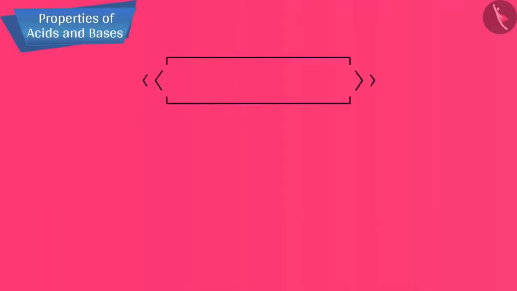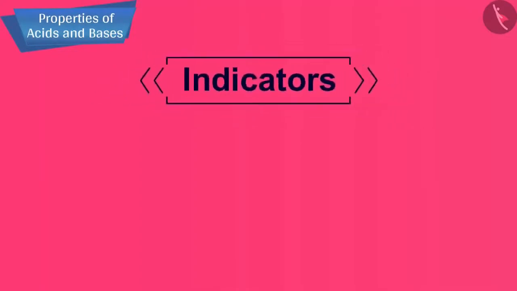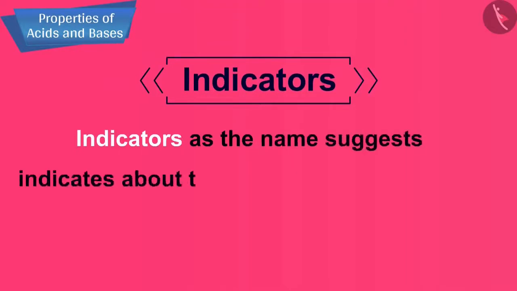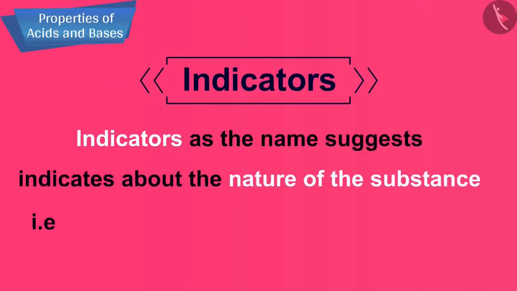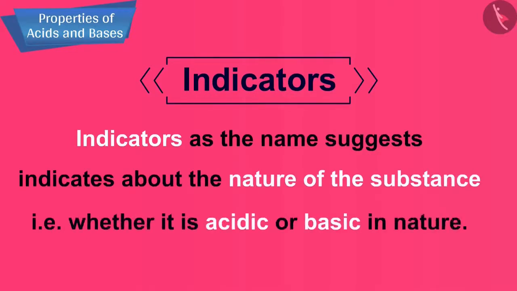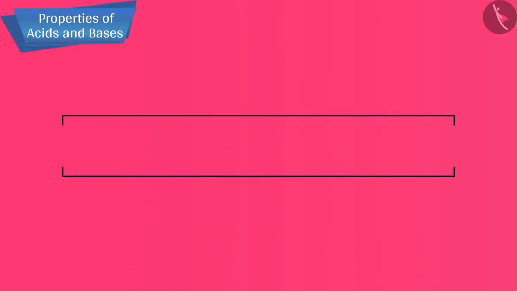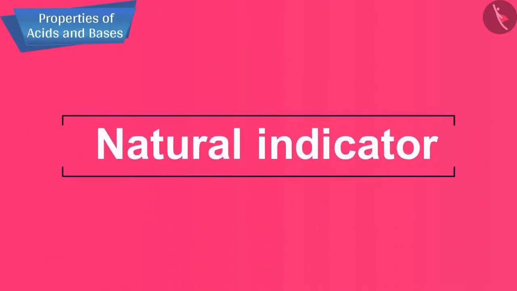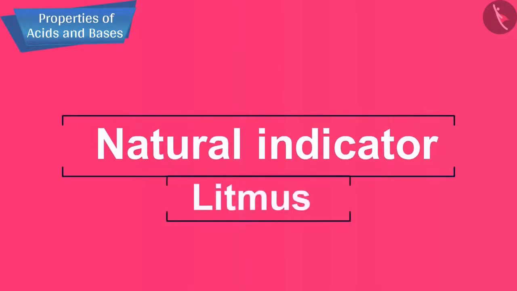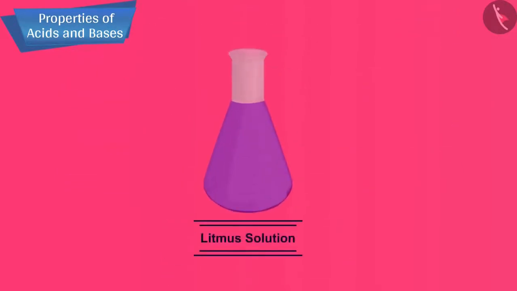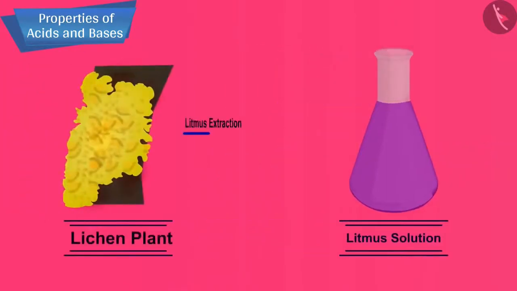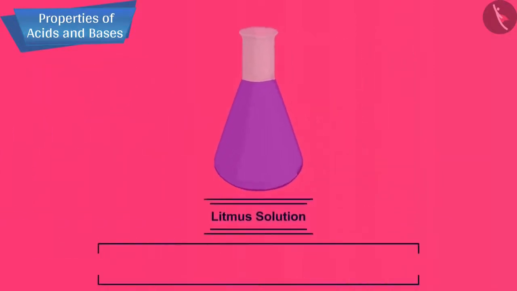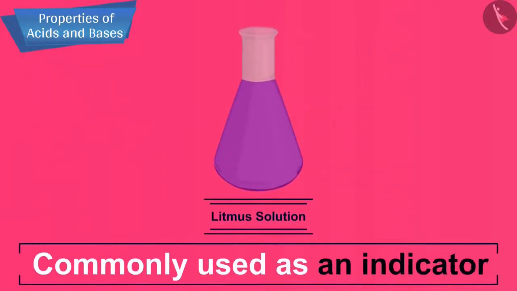Let us now talk about what indicators are. Indicators, as the name suggests, indicate the nature of the substance, that is, whether it is acidic or basic in nature. Let us talk about the first natural indicator, which is litmus. Litmus solution is a purple dye which is extracted from lichen, a plant belonging to the division Thallophyta, and is commonly used as an indicator.